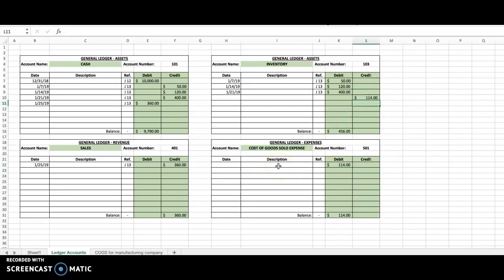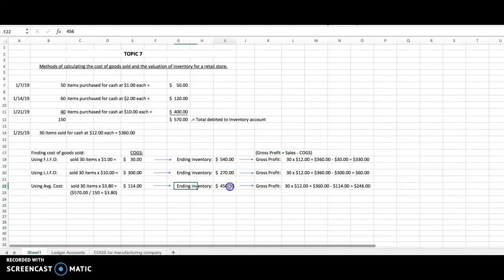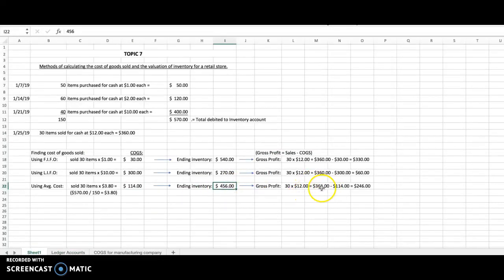You don't use all three, you use obviously just one of the methods. This leaves us with an inventory balance of 456 that you see here. And the gross profit again is the 360 minus the cost of goods sold of 114, leaving us with a gross profit of 246.